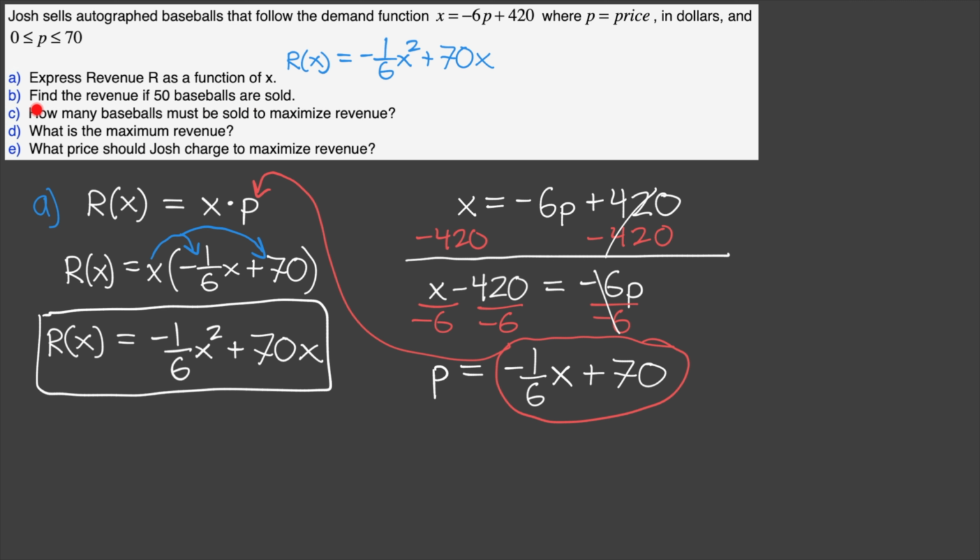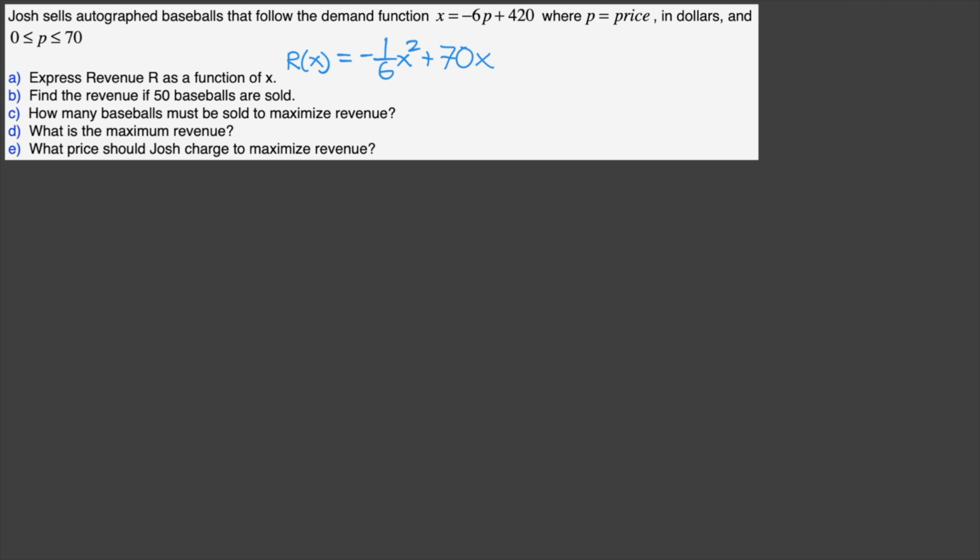Next, part B. Let's go ahead and erase our work for part A. Now we're going to move on to part B. Part B says find the revenue if 50 baseballs are sold. Well, 50 is just the quantity, so we can plug that 50 in for x here. So I'll bring down our revenue function. We're going to plug in 50 wherever we see x, and that'll give us the revenue when 50 baseballs are sold.